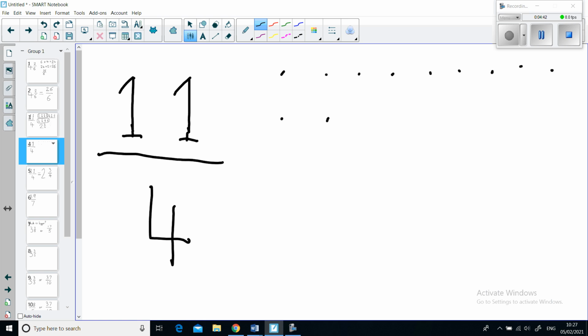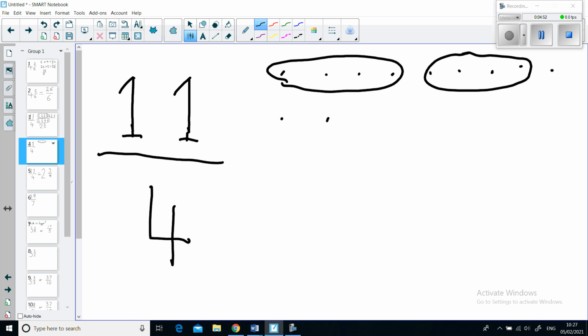Now you don't have to do dots. If you do circles, squares, you can do the quarters if that helps you. It's entirely up to you. Okay, so then we can circle them. So we've got one group, we've got another group here. So we can see we've got 2 wholes because there's 4 quarters in each, and we know that 4 quarters make up a whole. So we've got 2 wholes.